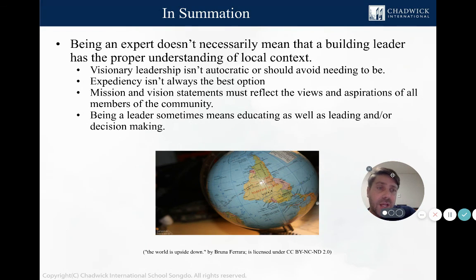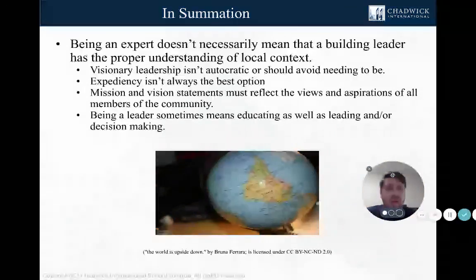And again, educating not just others, but educating yourself and getting all the information that you can to make informed ethical decisions.